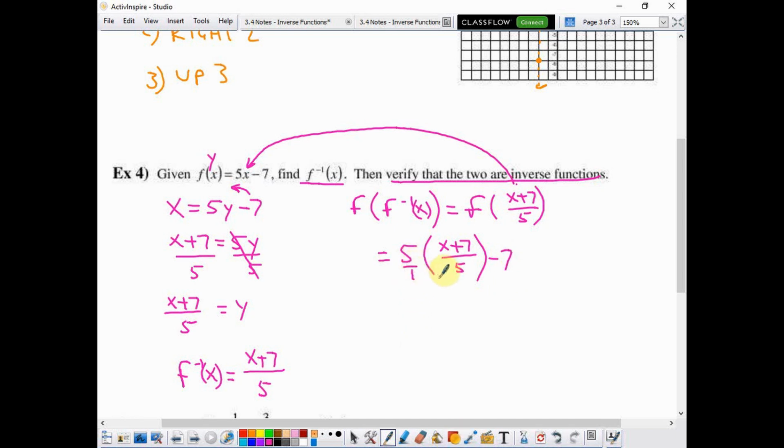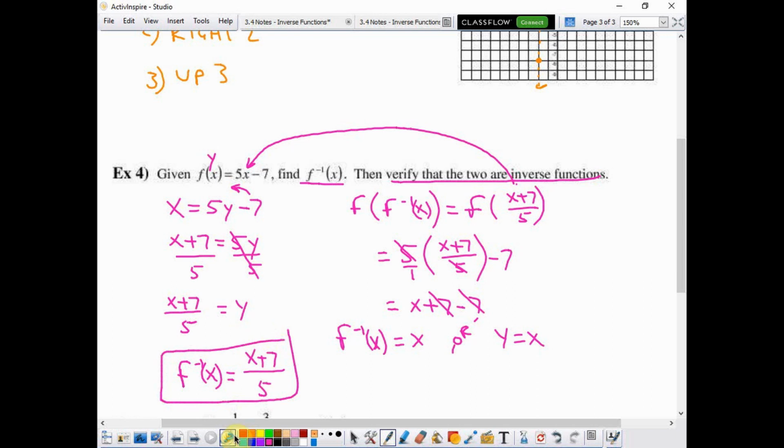But this is 5 over 1 times x plus 7 over 5, and those 5s do cancel. So I get x plus 7 minus 7. Plus 7 minus 7 cancels. So I'm left with x. So f of the inverse of x equals x. Or we can think of it like this. Y equals x. And there should be symmetry about the line y equals x. So if I can simplify down to just an x, that tells me my inverse is correct.